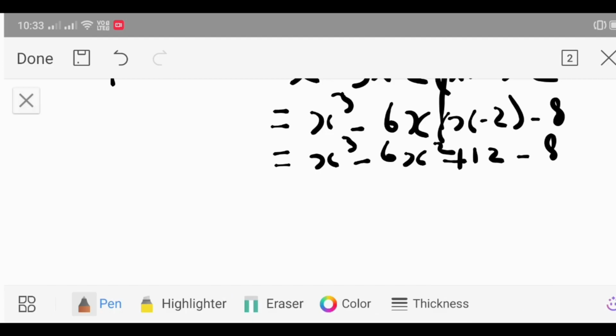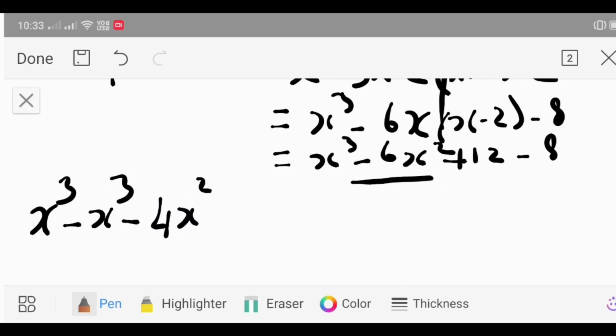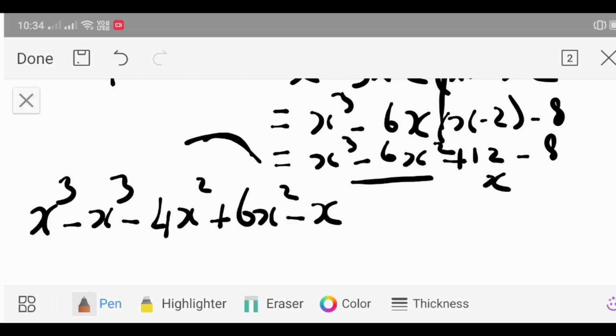So already in the left side we have x cube. Now I'm going to bring this x cube here, so x cube minus x cube. Now on the left side we have minus 4x squared. The minus 6x squared, when it comes to the left side, becomes plus 6x squared. Next, on the right side we have minus x, and on the left side we have minus x. The 12x, when it moves to the left side, becomes minus 12x. Now plus 1, plus 8. How plus 8? This 8, when it comes to the left side, becomes plus 8, equal to 0.